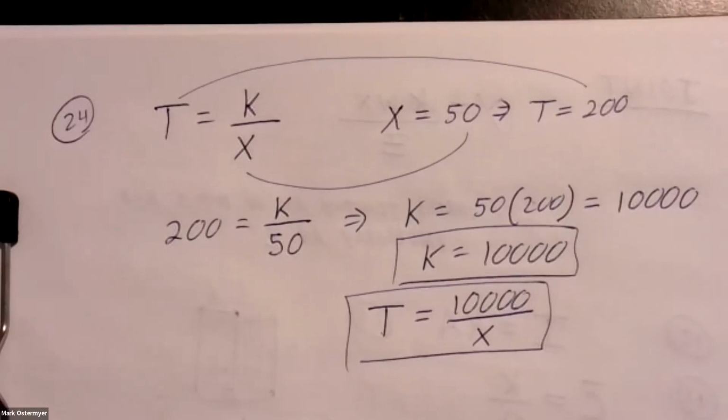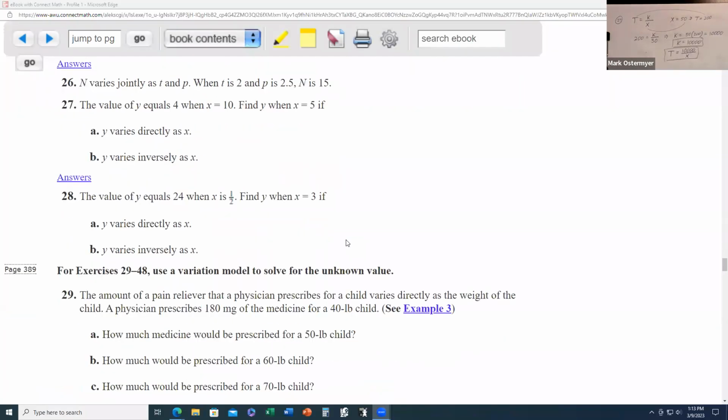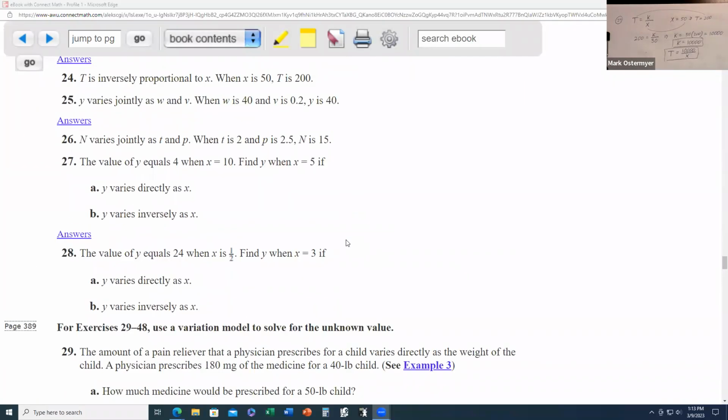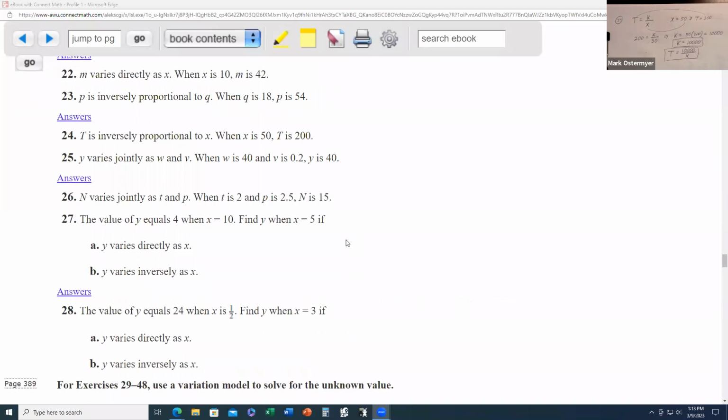There you go. Any questions how we're finding K? Given data. Right. All right. Okay, ladies and gentlemen, I'm going to have you try a problem now.